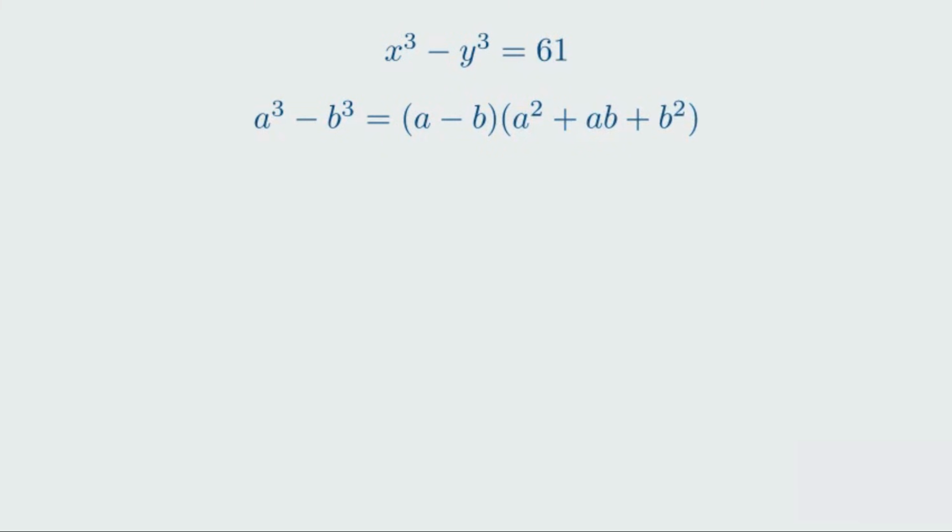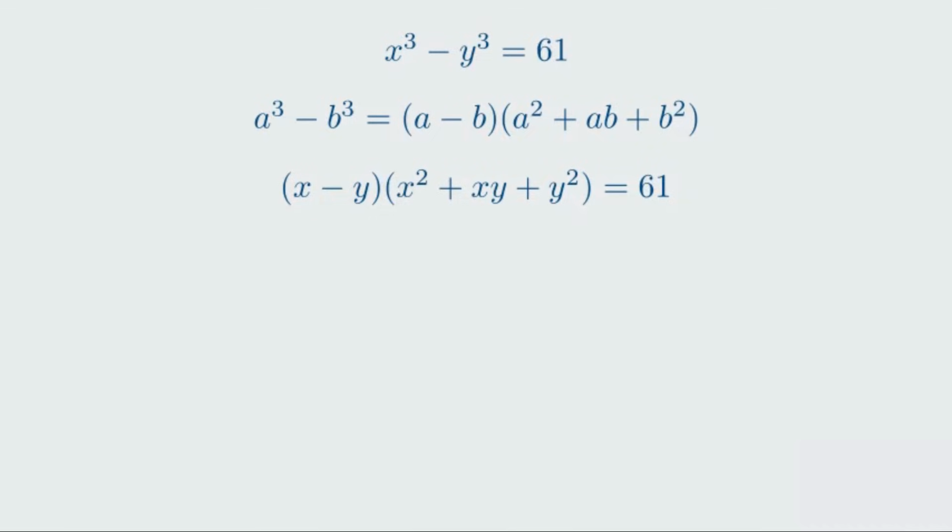We can apply this directly to our equation by substituting x for a and y for b. This gives us the equation: the product of x minus y and x squared plus xy plus y squared equals 61. Take a moment to process what we've just done. We've transformed our cubic equation into a product of two factors.